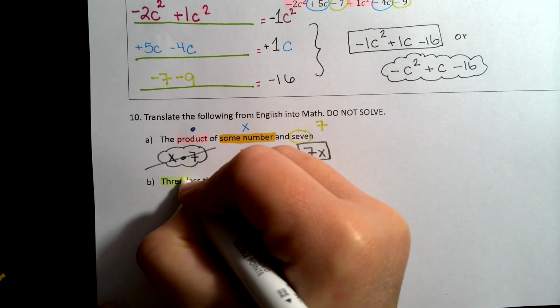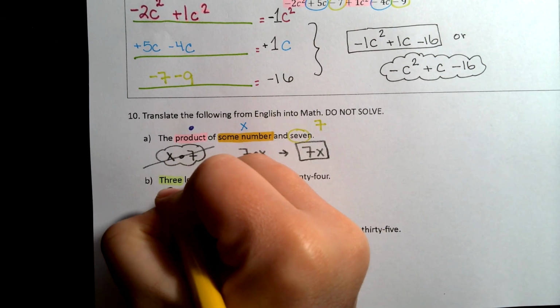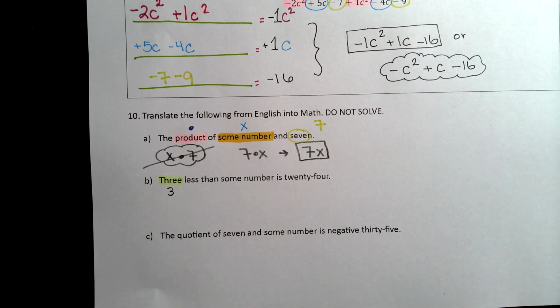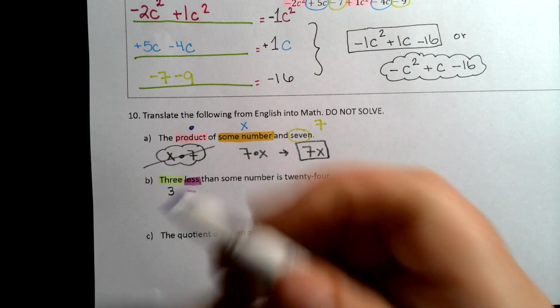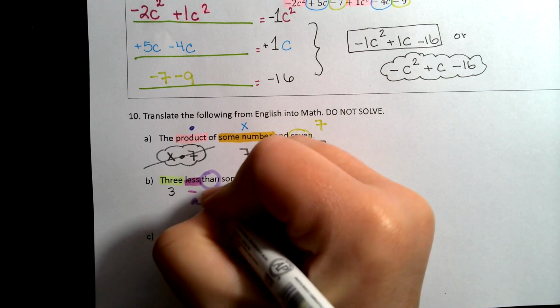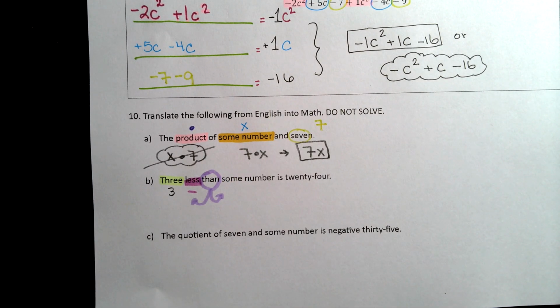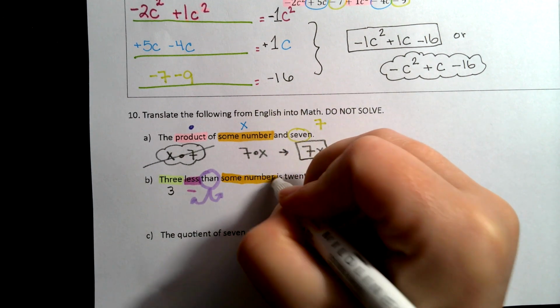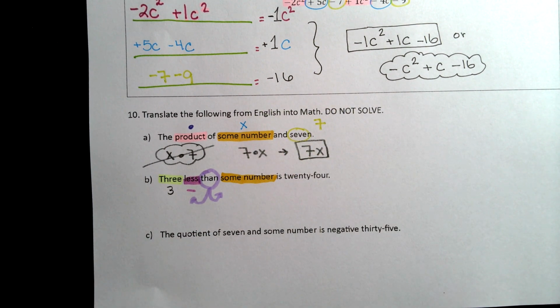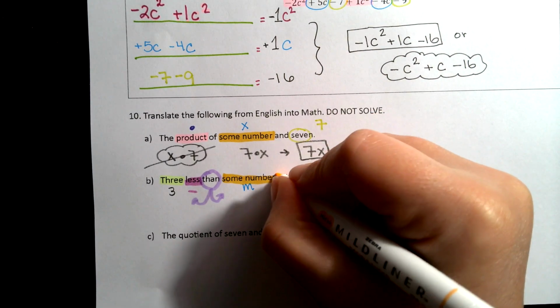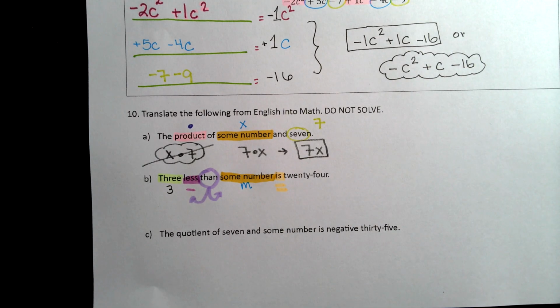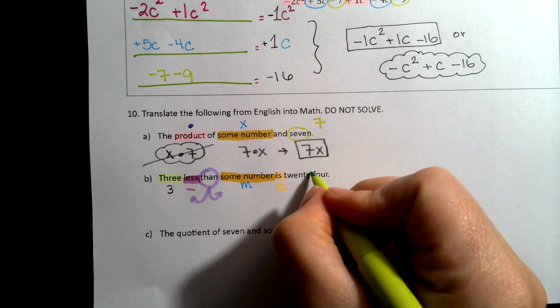Let's move on. We get 3 less. So we know what 3 is. 3 is just a number. We know what less means. Less is a minus. Then we have this word than. Then we have our symbol. We have some number. Again, you can use any number, meaning don't actually use a number. Some number means a letter, a variable, it's unknown. So let's use M for this one. It doesn't matter. Is needs to be translated. Is our equals. And then we have 24, which is just 24.